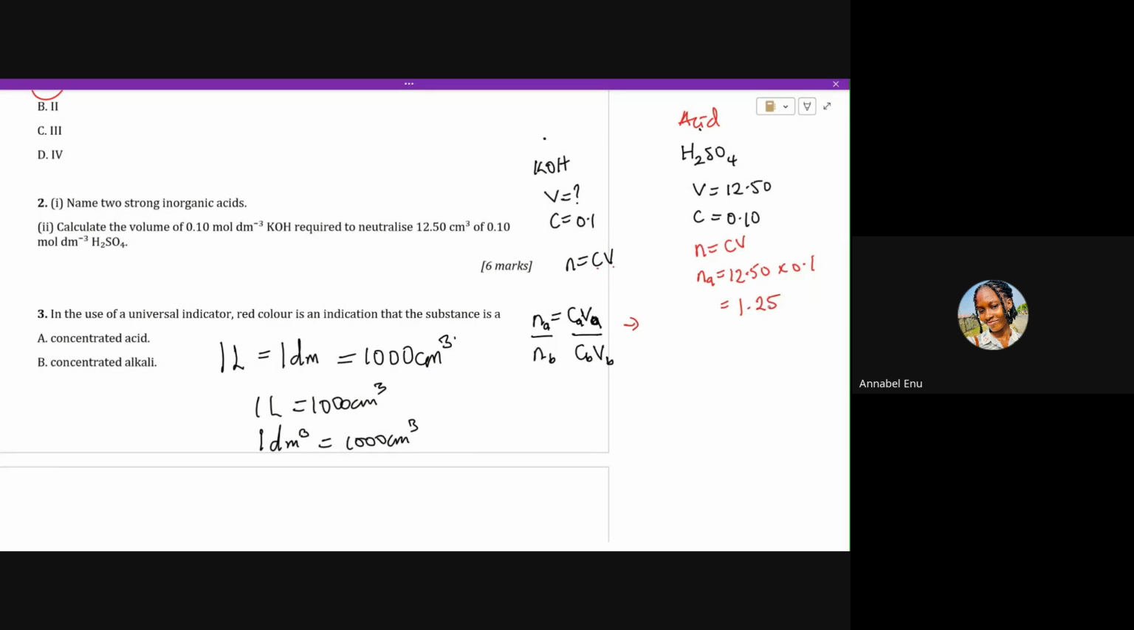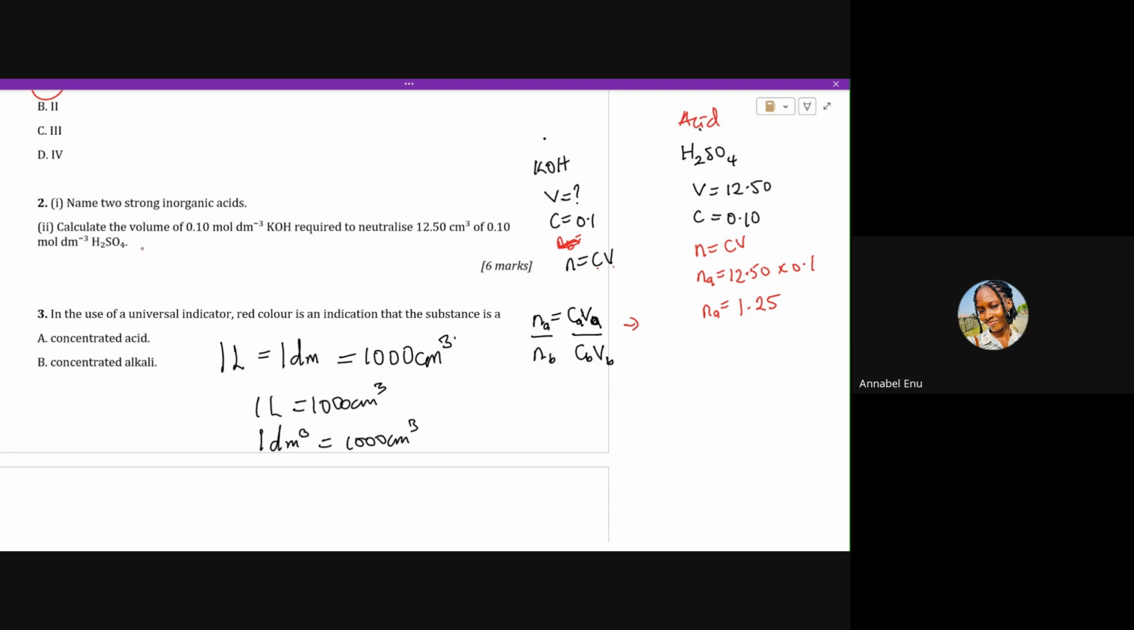Since the answer is 1.25, that is for number of moles of acid, we still need to know number of moles of base so that we will be able to know what our volume of base is, which is what they actually asked us to calculate. How are we now going to know that of the base? n base, we can't get it from here because we're also missing volume. Two variables are unknown. We can't use only the concentration to find two unknowns, and that is why we now resort to a balanced equation.